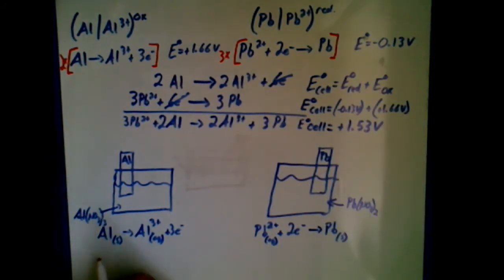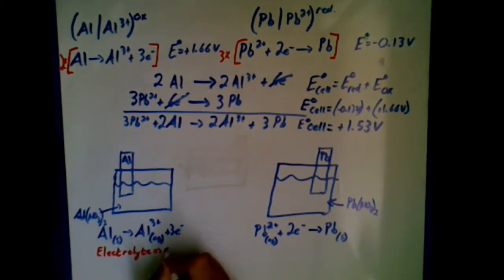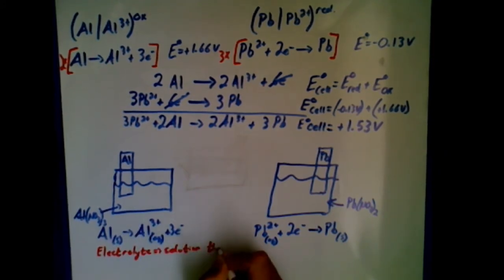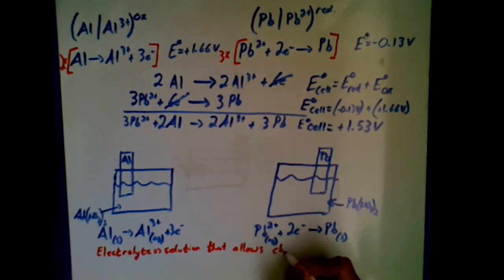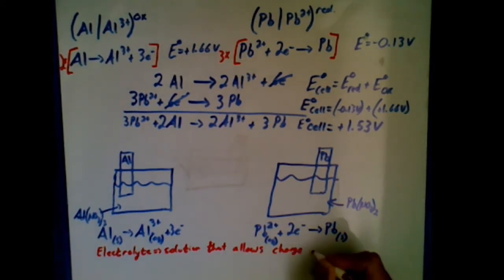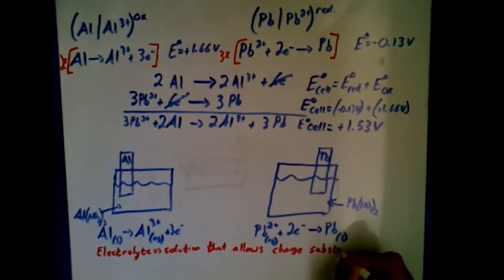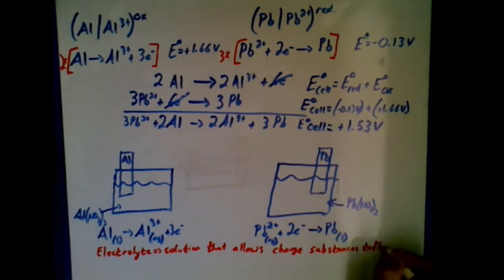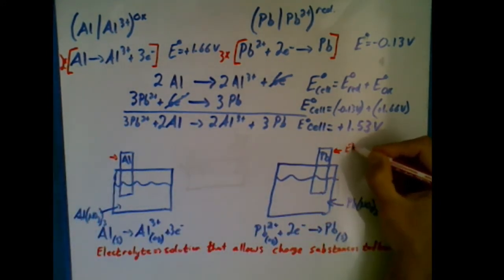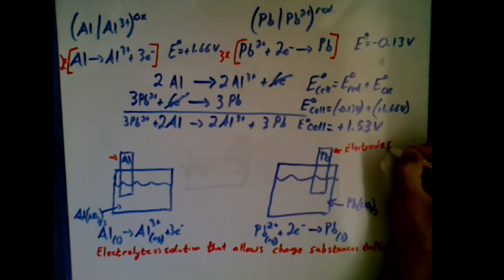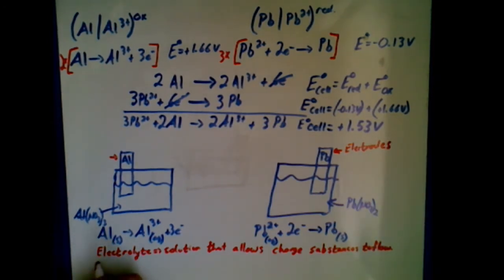I mentioned a couple of terms here. The solutions themselves are called an electrolyte. An electrolyte is a solution that allows charged substances to flow. So when they talk about like Gatorade is full of electrolytes, it's basically just full of salt. The other substance in here would be the lead and the aluminum. They are what we call electrodes. An electrode is a conductor that allows electricity to flow.